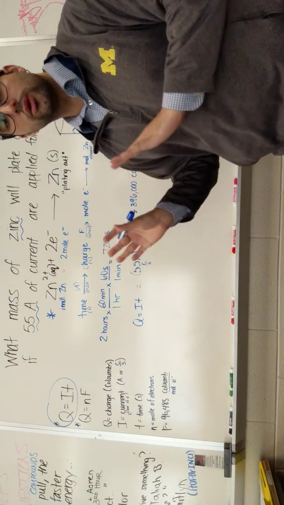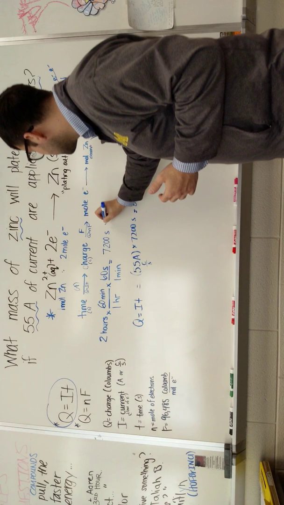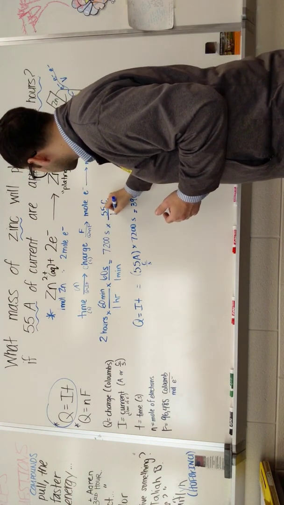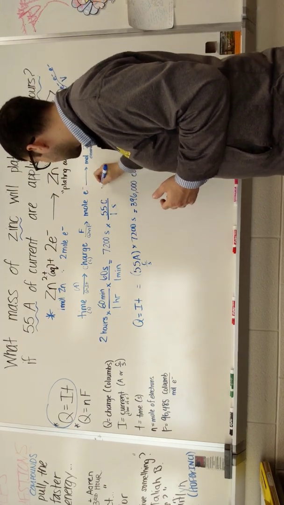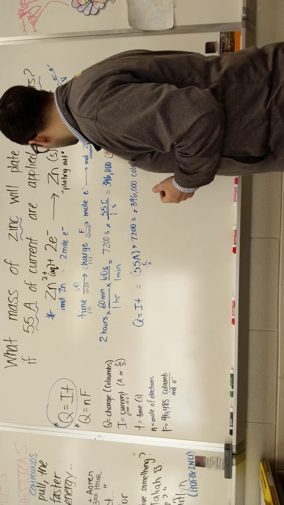Okay? So I could use Q equals IT to figure out how much charge. Or I could do dimensional analysis and multiply by 55 coulombs for 1 second, that's the same thing as saying my amp, and I get the same answer of 396,000 coulombs.